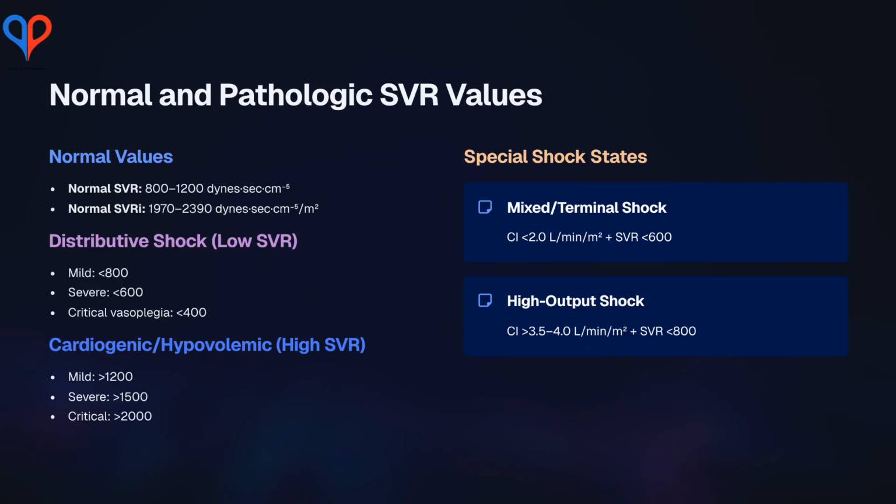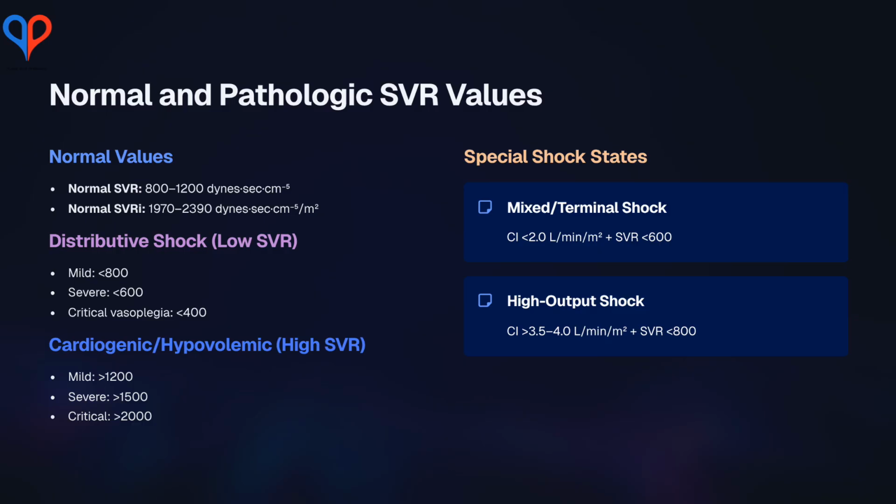Normal SVR ranges from 800 to 1200 dynes per second per square centimeter, with SVRi typically 1970 to 2390 dynes per second per square centimeter per square meter. In distributive shock states such as sepsis or anaphylaxis, SVR often falls below 800, with severe vasoplegia below 600 and critical vasoplegia below 400. In cardiogenic or hypovolemic shock, SVR rises above 1200, with severe constriction beyond 1500 and potentially above 2000.